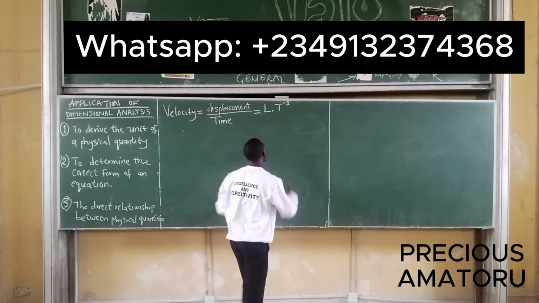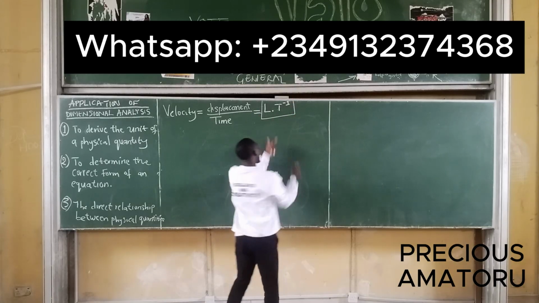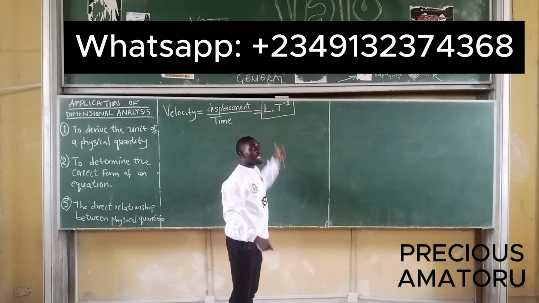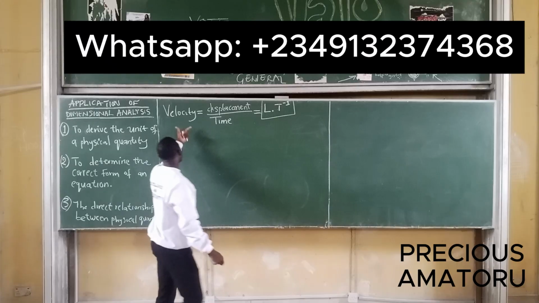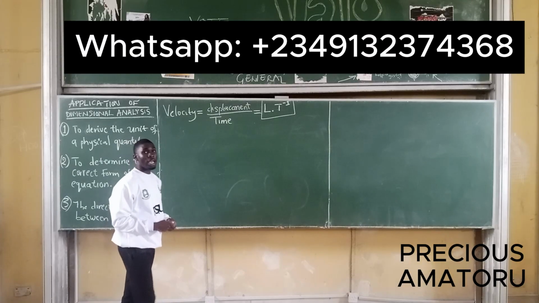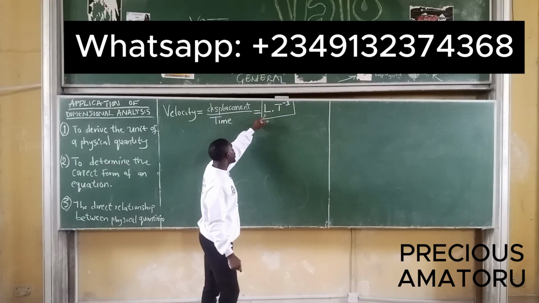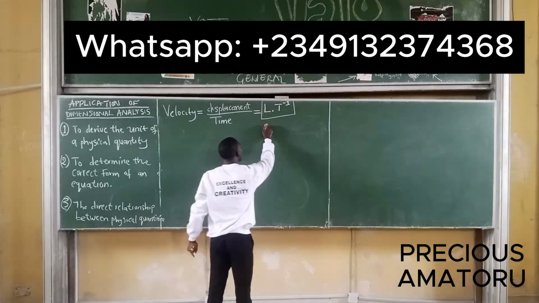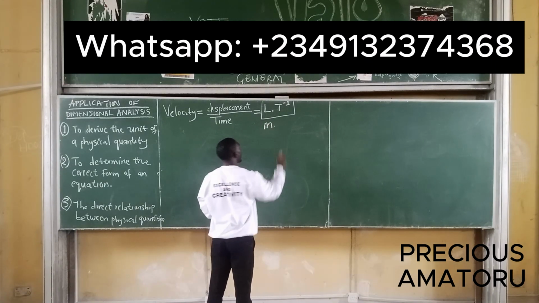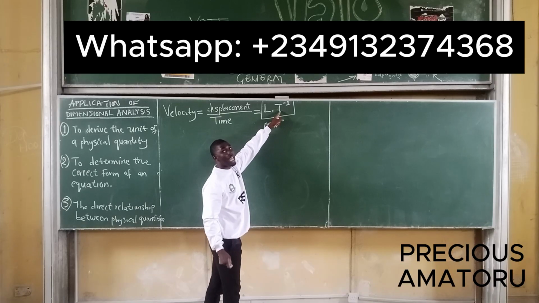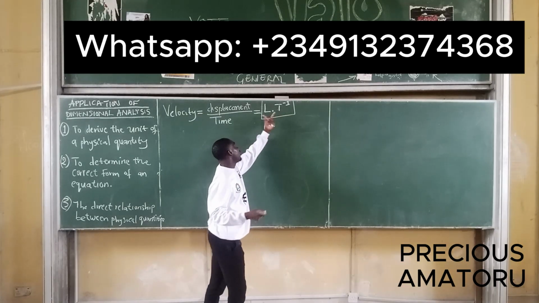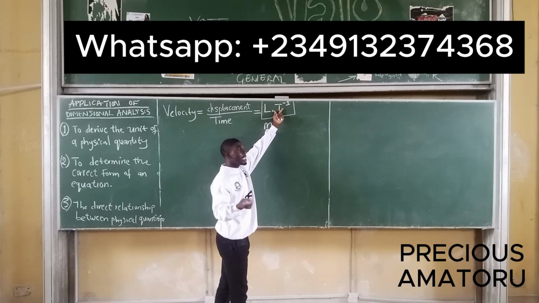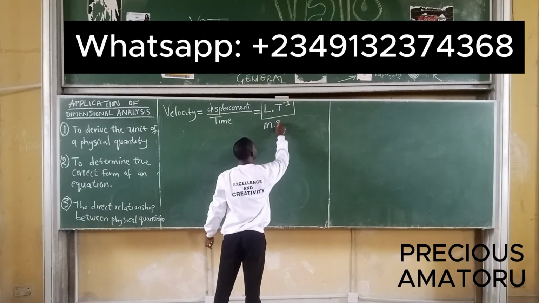So now, this is actually the dimension of velocity. Now looking at this, assuming I don't know the unit of velocity, from the dimension I know that this is length, and length is measured in meter. So this is meter multiplied by what we have here, time, and for length the unit is meter, for time the unit is second. So what we have here is second.